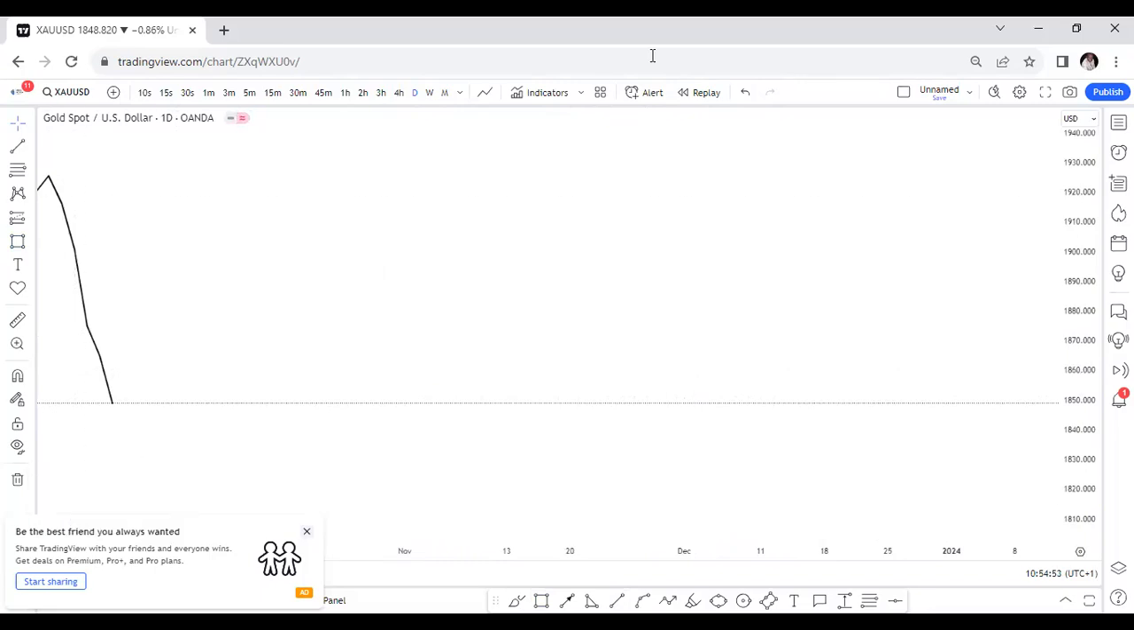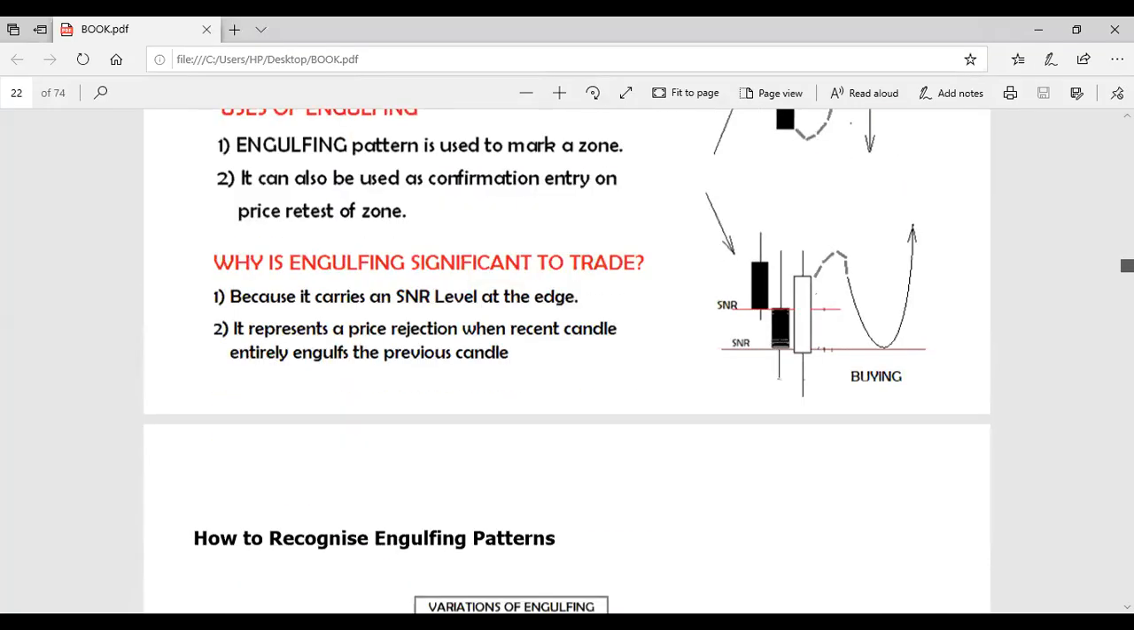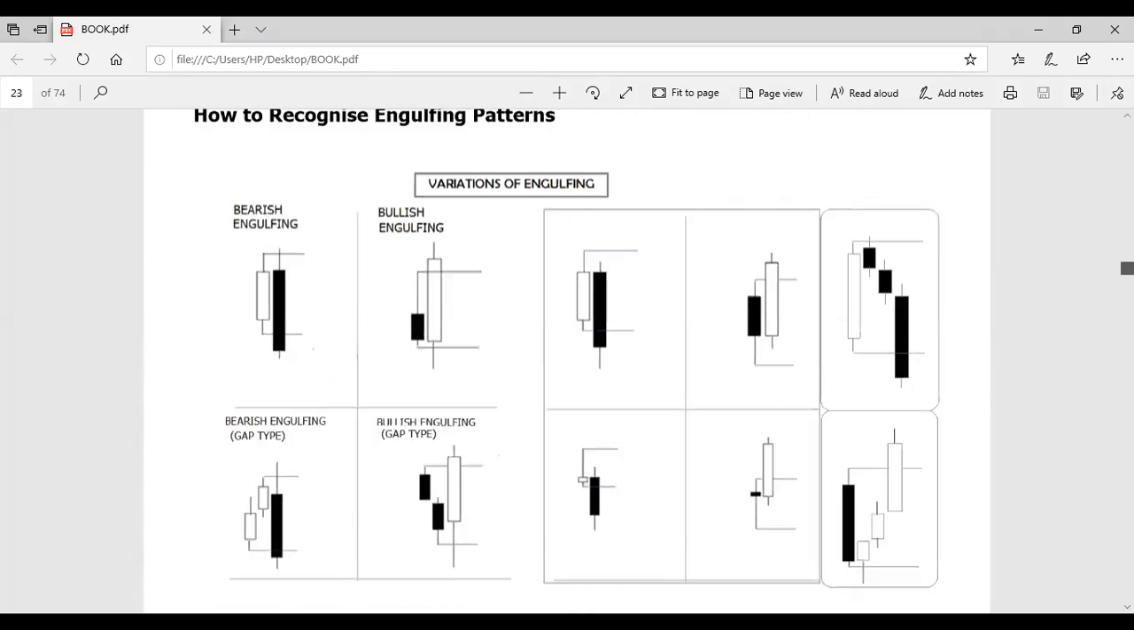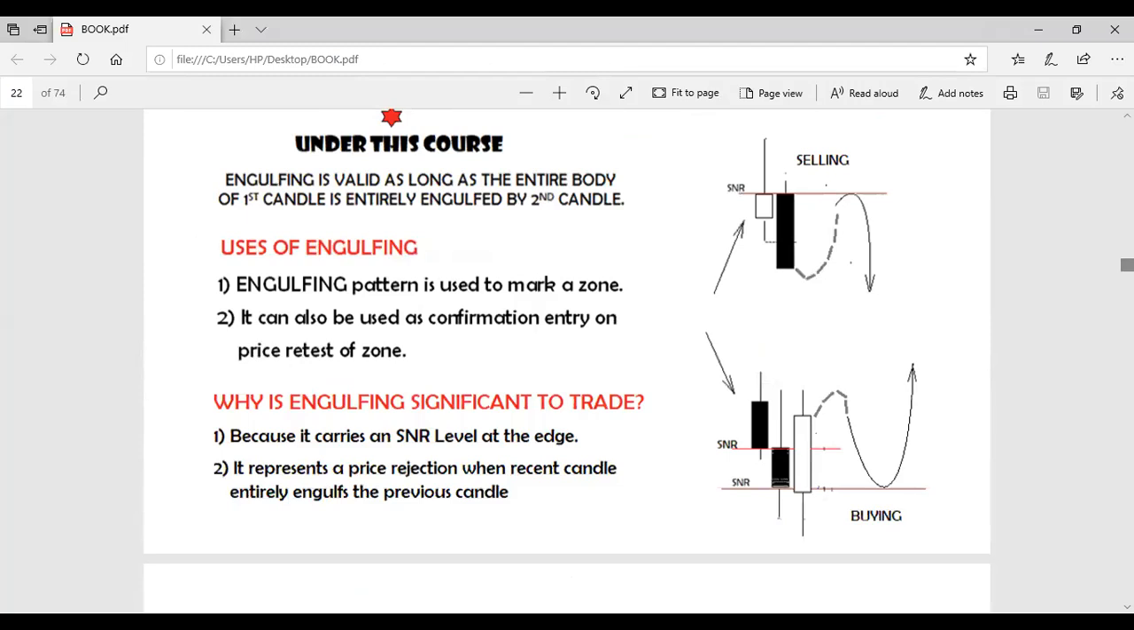I told you that as long as this is discovered, we have an engulfing as valid. As long as we have the engulfed candle body entirely enclosed by the recent candle. So then, the uses of engulfing, there are two uses we are going to pinpoint here.